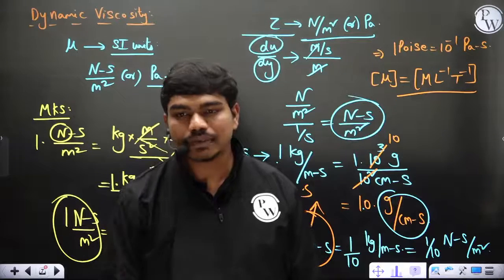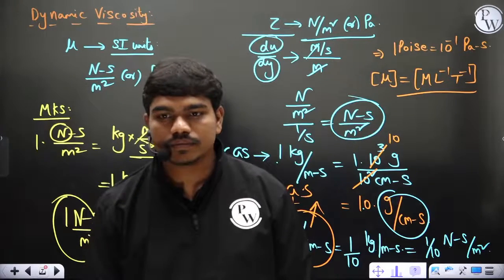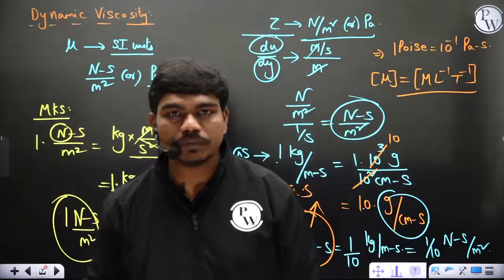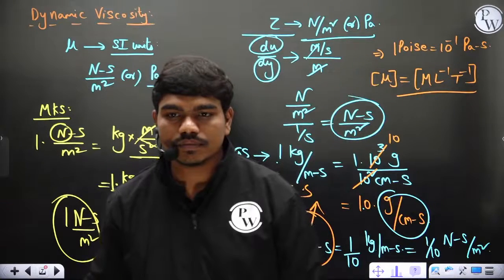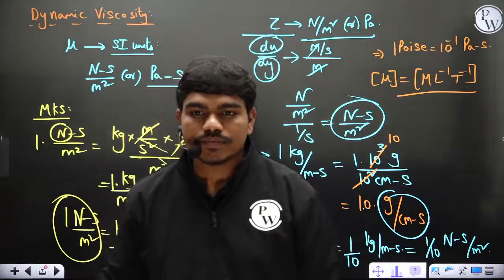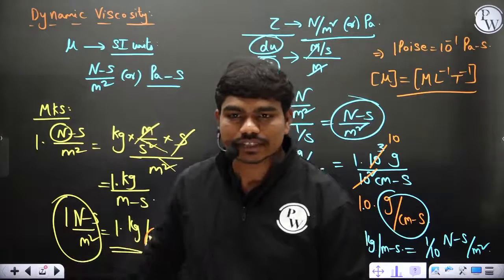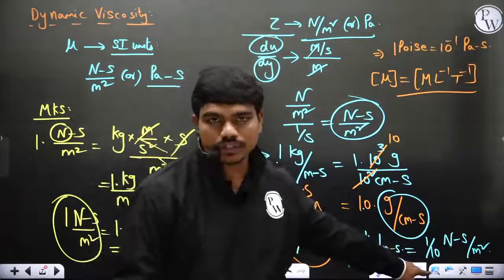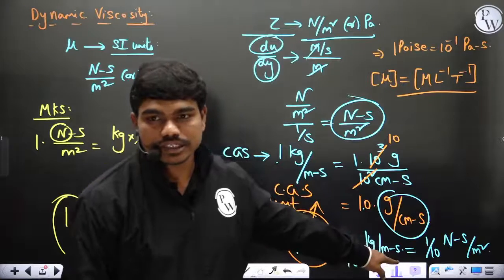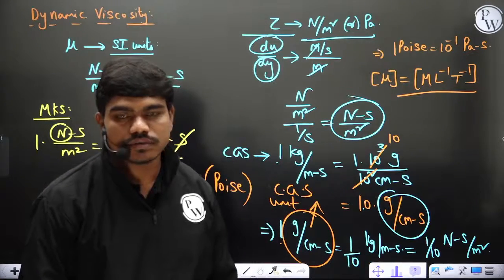Yes or no? Please type in the chat box. Is this clear to all of you? Did you all understand these conversion factors? Why this 10 power minus 1 is coming? Why this 0.1 is coming here? All these things. Okay. Fine.